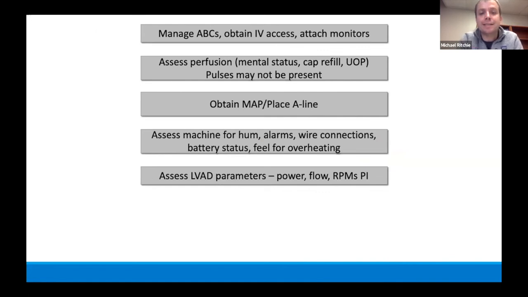And then you want to assess those parameters we talked about. Look at the power, look at the flow, look at the pulsatility index and the RPMs, and say, is there something that's abnormal? And if you talk to them, a lot of times they'll tell you, this is my normal power, this is my normal flow.